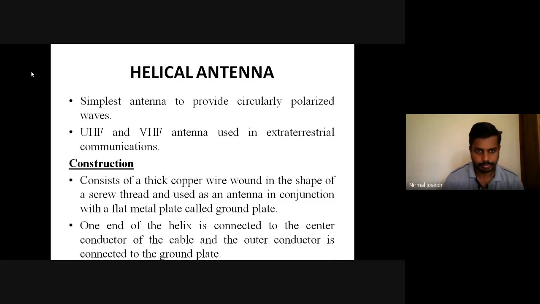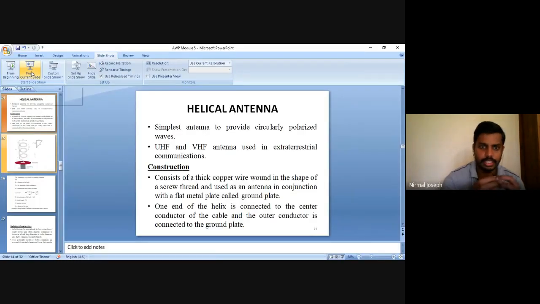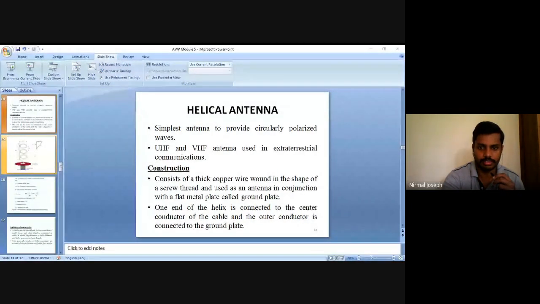So, helical antenna is the simplest antenna to provide circularly polarized waves. Do you remember what is circular polarization and what is elliptical polarization, linear polarization? All those things we have discussed in, I think, the last portion of first module or second module, how this elliptical polarization is coming, how circular polarization is coming, and all those things in contact classes we have discussed. So you remember this much only.